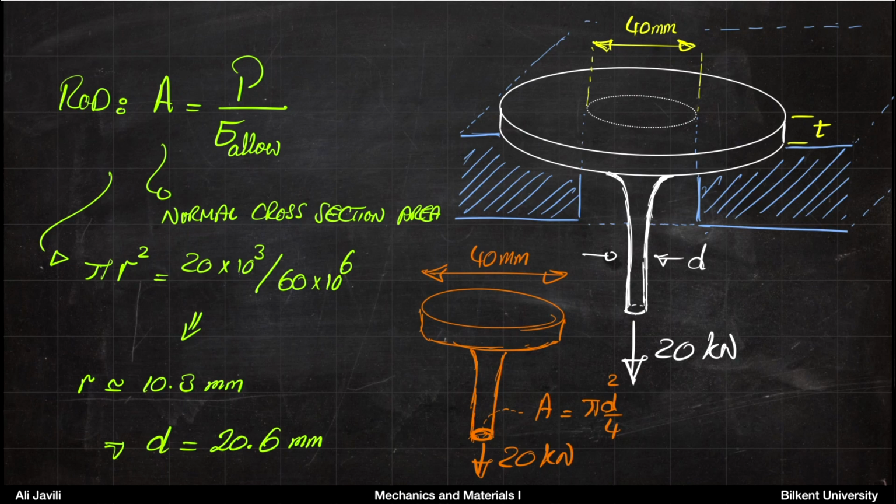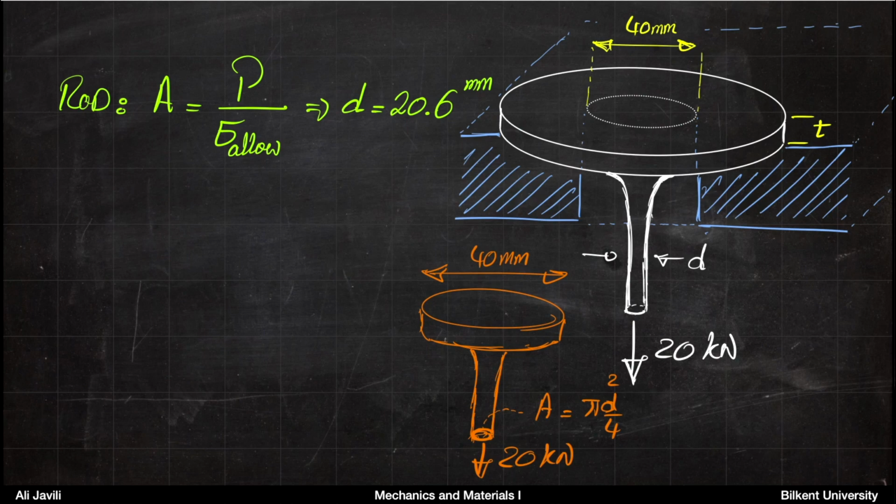Now, the area would be pi r squared. The normal force is 20 kilonewton. Allowable stress is 60 megapascal. If you insert that, then you end up with a radius of 10.3 millimeter, or a diameter of 20.6 millimeter. So this would be the diameter that you need for the rod itself to carry the normal stress. Okay, so we have this for the rod itself.